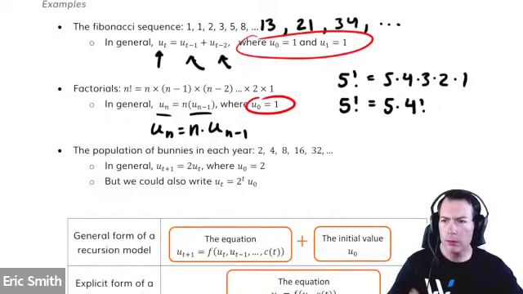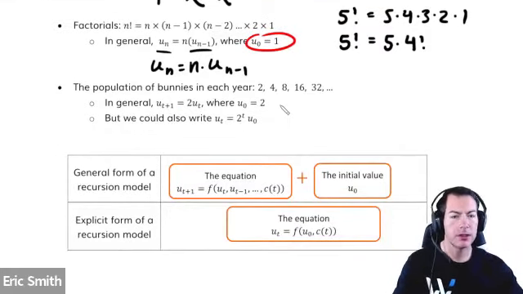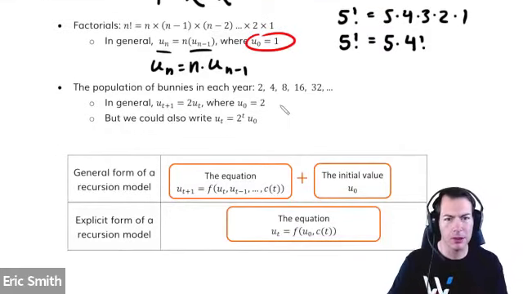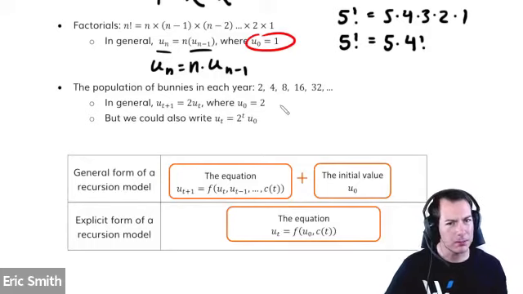All right, let's do one more of these. This is kind of a famous one if you're modeling populations or anything like that. This would be the population of bunnies. So I'm looking at the numbers here. We have 2 bunnies, and then we have 4, and then we have 8, and then we have 16, and then we have 32. And so you can look at this pattern and maybe figure out what's going on here.